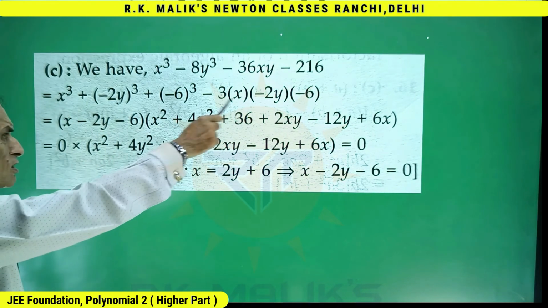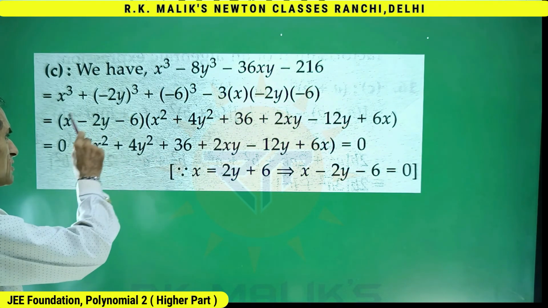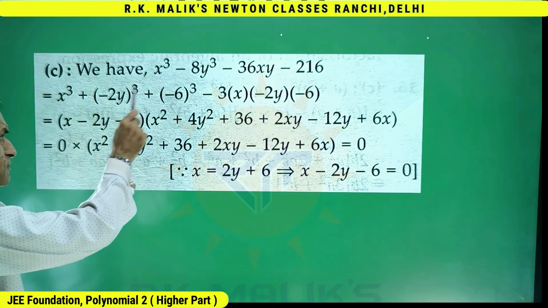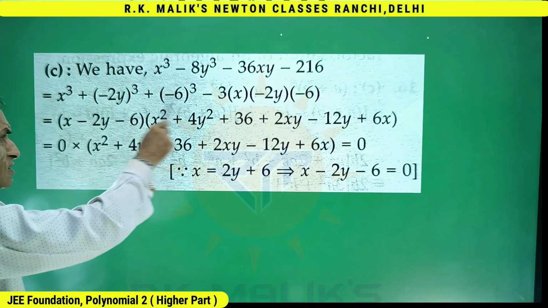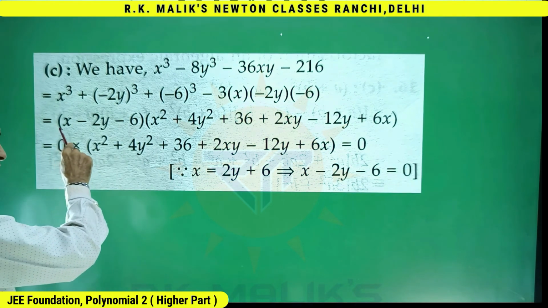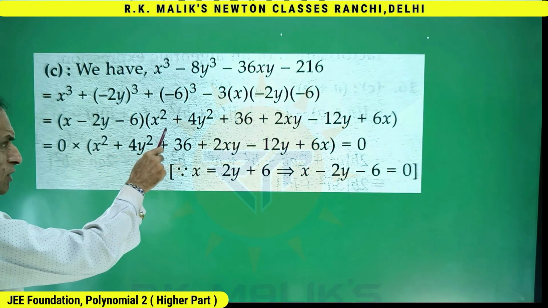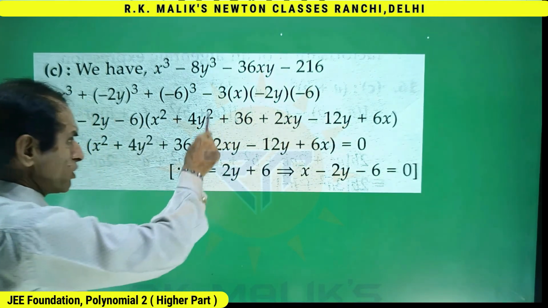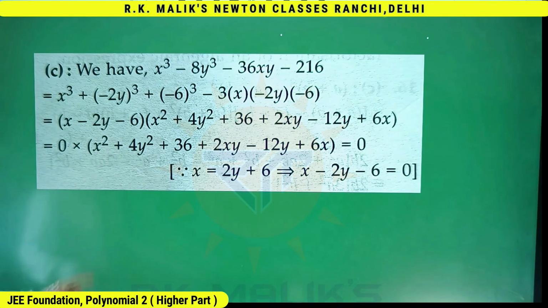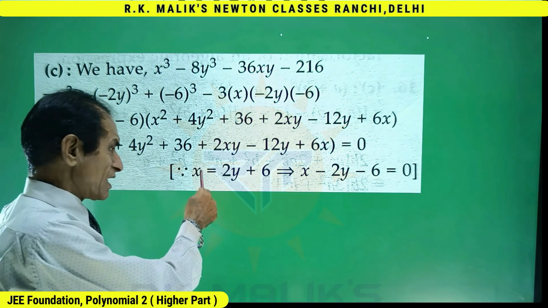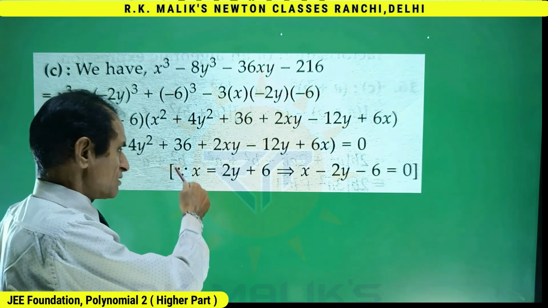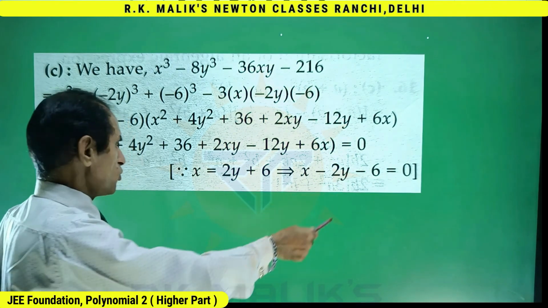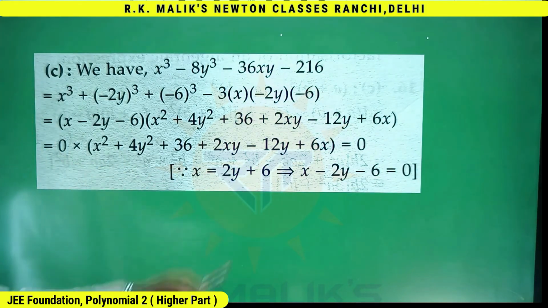And because now it has come in formula form, taking this as a, this as b, this as c, now the question is in exactly formula form, hence it can be written as a plus b plus c into a square plus b square plus c square minus ab minus bc minus ca. Using that we have got this result. But here, because a factor x minus 2y minus 6 has come, and it was given that x is equal to 2y plus 6, that is x minus 2y minus 6 is 0. Because of this I can say the answer is 0.